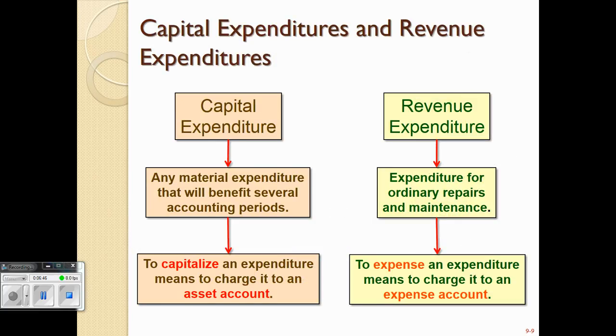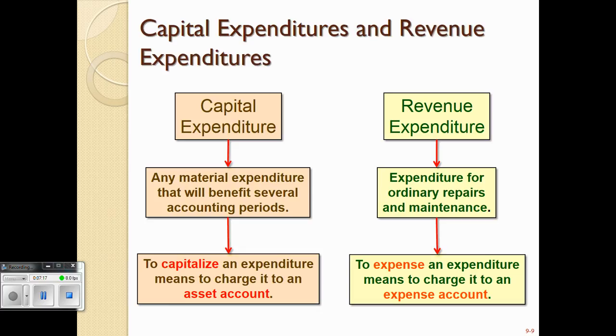There are two things that are really important to realize, and that is there is a difference between capital expenditures and revenue expenditures. A capital expenditure is any expenditure that's going to benefit several accounting periods, and for that we're going to put it on our balance sheet and we're going to depreciate it. Other expenditures are called revenue expenditures. They're ordinary repairs and maintenance, and we're going to charge that immediately to an expense account.